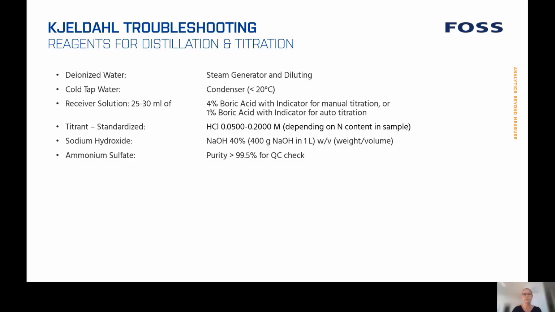The titrant used should be standardized, and the concentration depends on the nitrogen content in the sample. The sodium hydroxide should be 40%, and that is weight per volume. It's important that it's not more than 40%. Then you can use ammonium sulfate for a recovery check, and the purity should be above 99.5%.